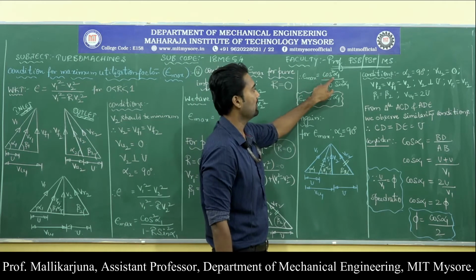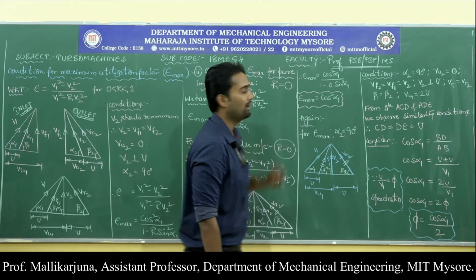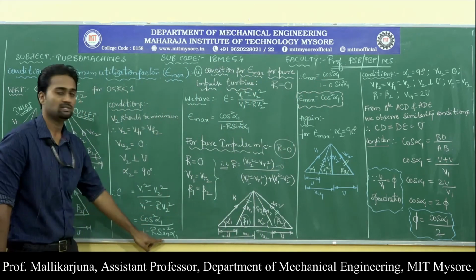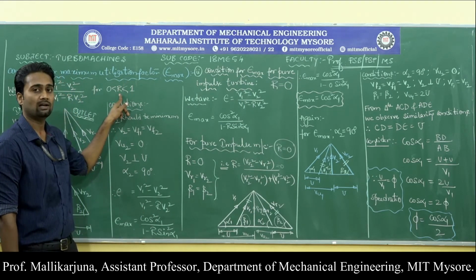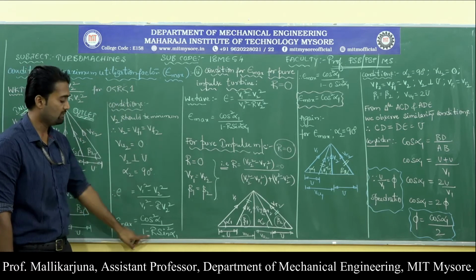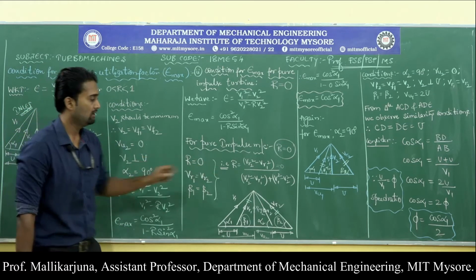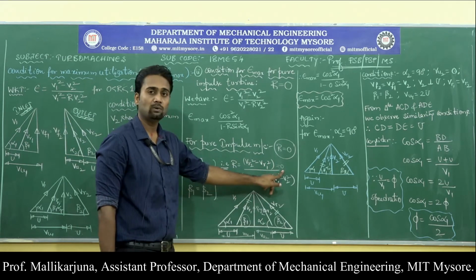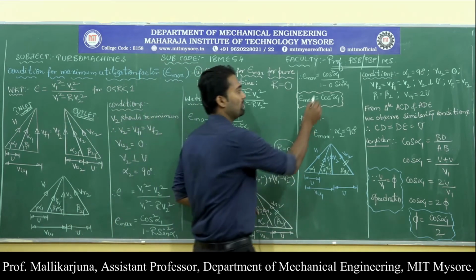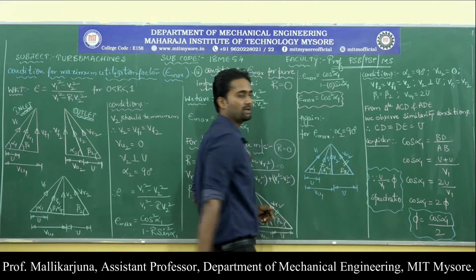Epsilon max is nothing but cos square alpha 1 divided by 1 minus R times sin square alpha 1. We have this for any turbine whose value of R lies between 0 and 1. Now what is the value of R for the given case? It is nothing but the pure impulse turbine. For pure impulse, R is equal to 0. I have substituted the value of R as 0 over here.